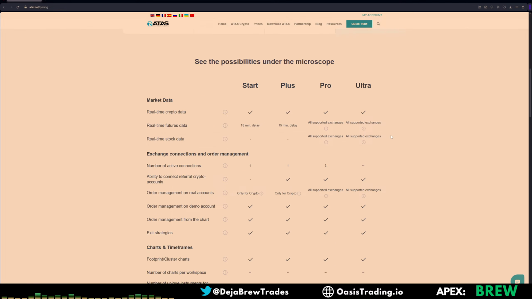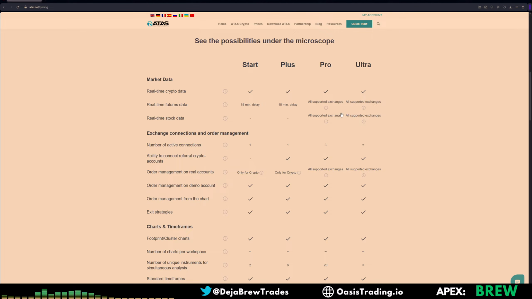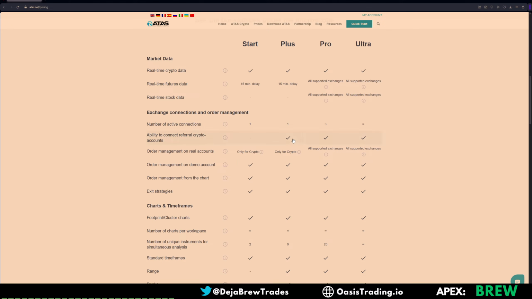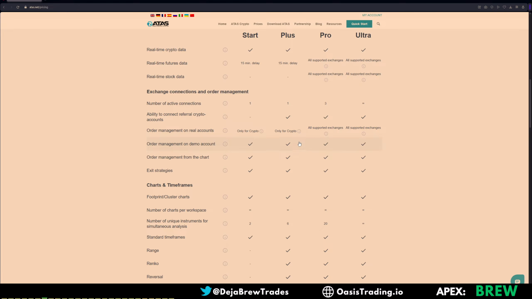If you want a more descriptive breakdown of what you get per plan, here is a better breakdown. Like I said, the 15-minute delay, I don't believe that is when you tie in your data. I think it says connect real-time futures data via these brokers, and Rithmic is the one that we use. So I think you'll still get real-time data if you are connecting to these brokers. You have one connection on the Plus plan.